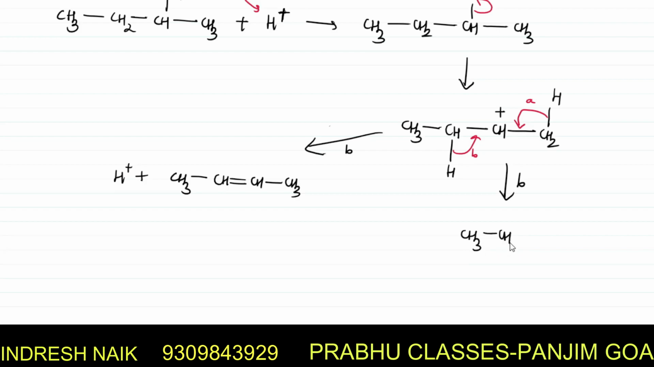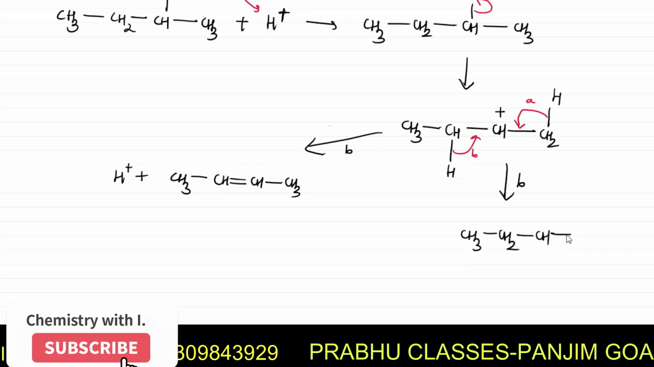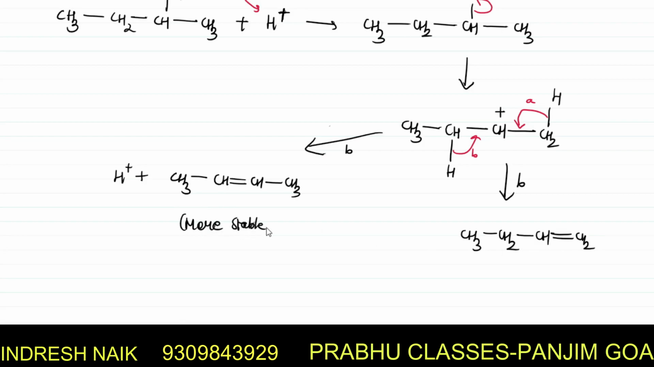The compound you are going to get is this alkene. This is the more stable alkene. This is the less stable alkene. Therefore, this is the major product and this is the minor product. The question is, how do we decide the stability of the alkene?